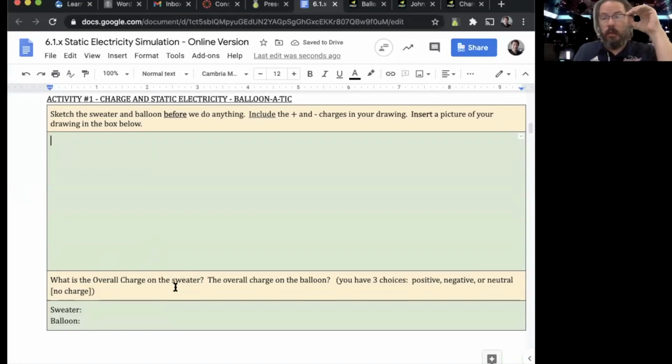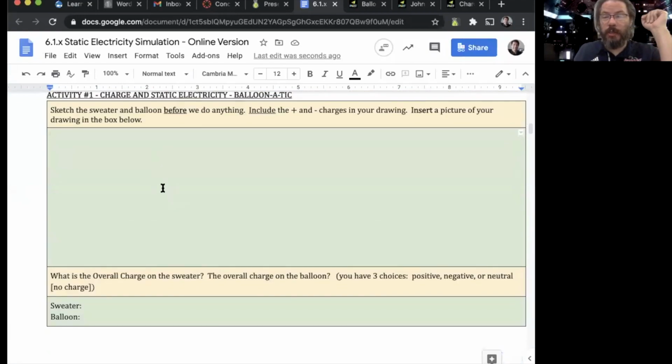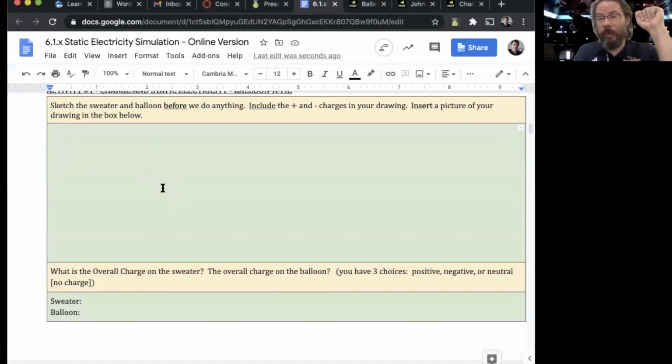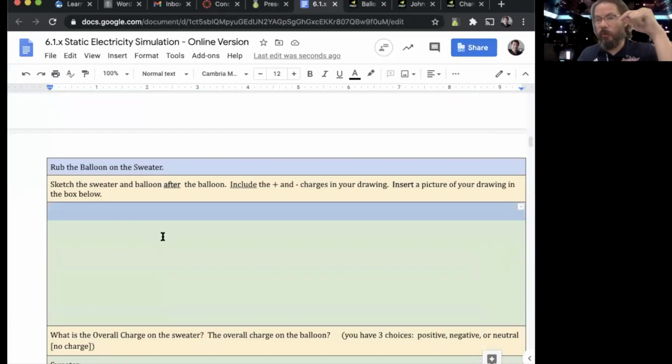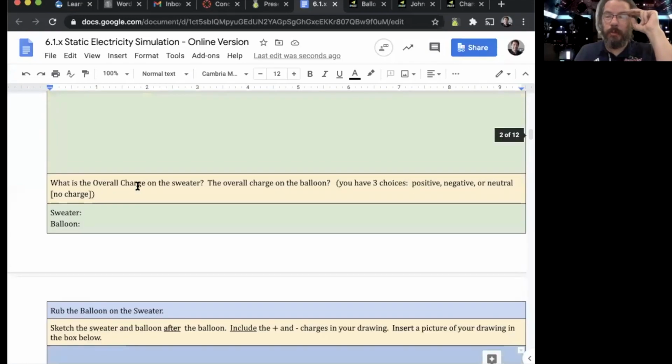Okay? If you're doing screenshots, you need to do it right away. If you're doing it by hand, you can draw both pictures and then just take one picture with your phone and then insert the one picture.